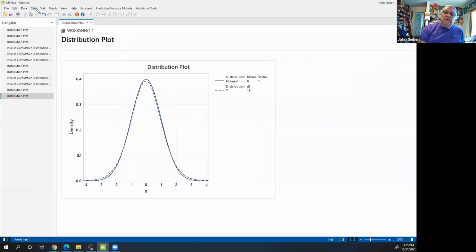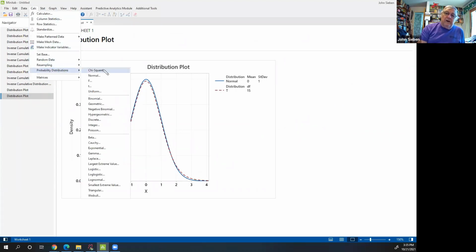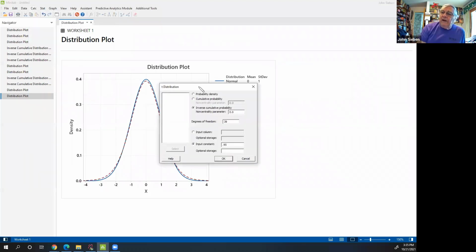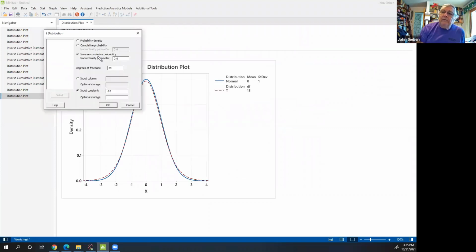So let's go to Calc, Probability Distributions. Now we're going to use a T. I think this is the first time ever. So what does this look like? Chi-square, normal? By gosh. The third thing is an F, and the fourth thing is a T, probability distribution for T. And now we've got a dialog box. And so we're looking for a point on the horizontal axis. And so we're looking for an inverse cumulative probability.